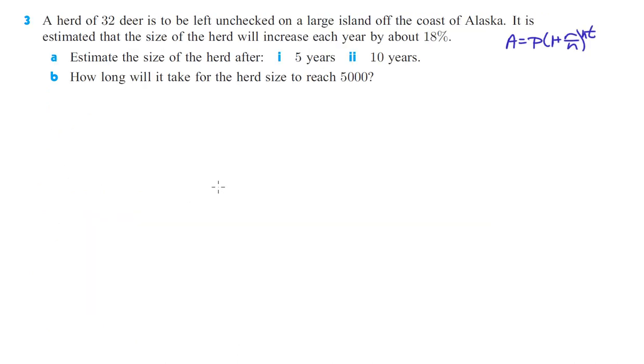That's number 3. A herd of 32 deer is to be left unchecked on a large island off the coast of Alaska. It's estimated the size of the herd will increase each year by about 18%. Estimate the size of the herd after 5 years and then 10 years. So we got A part I. So we want to know the end population. If we're starting with 32 times 1 plus 0.18, if we take this 18, the decimal's right there, move the decimal over twice, so it's 0.18 divided by 1, which isn't going to change anything. And then this n here is also 1, right? And then we're just going to multiply it by t, the time, so this is 5 years.